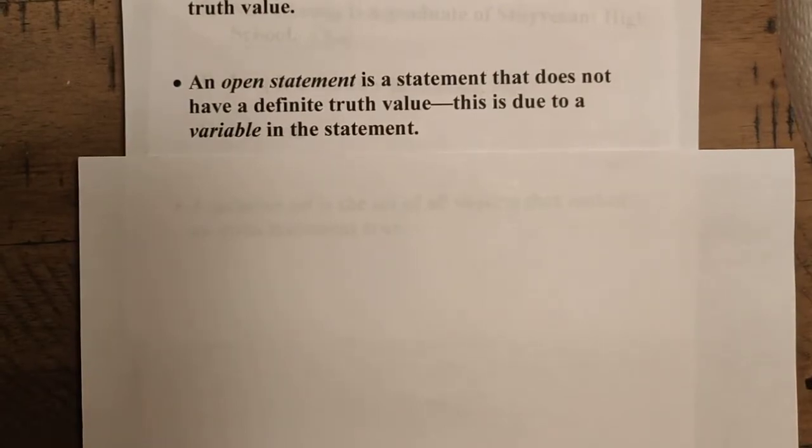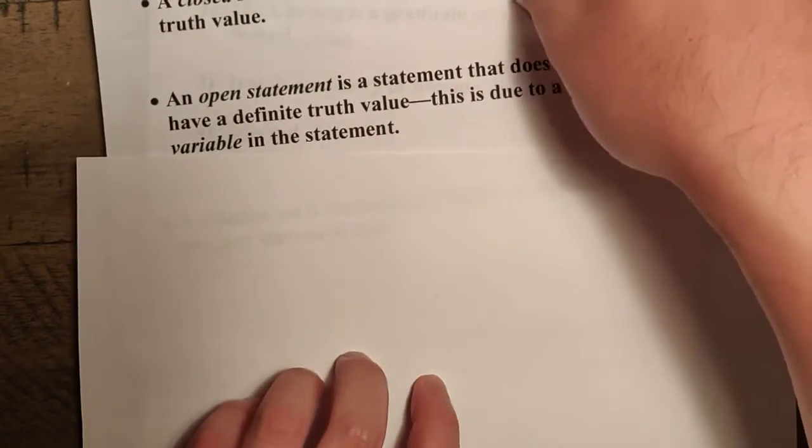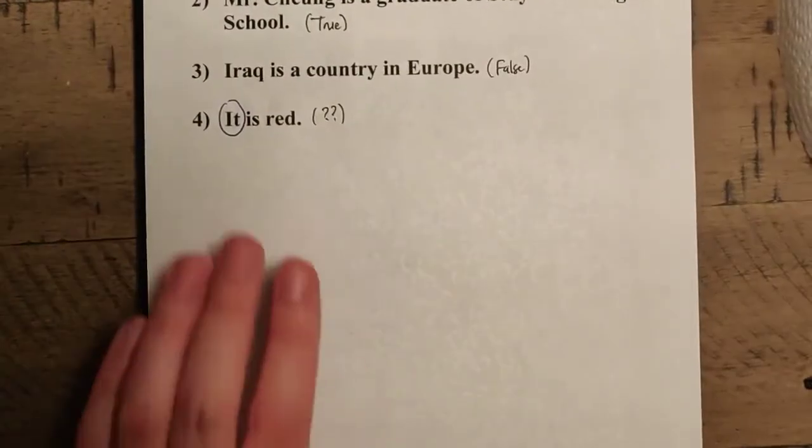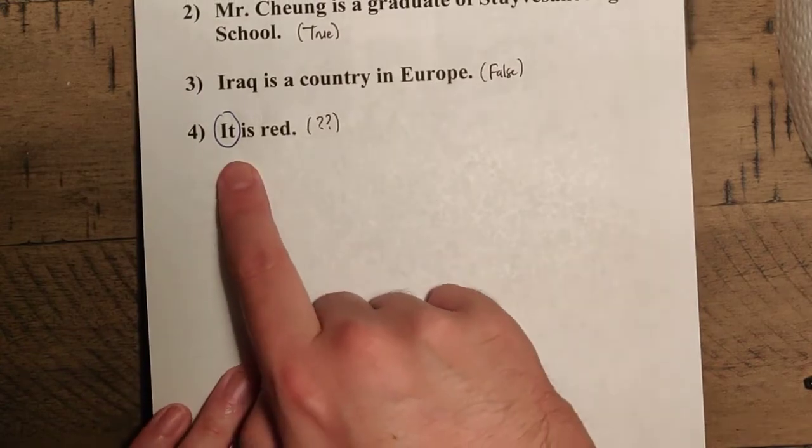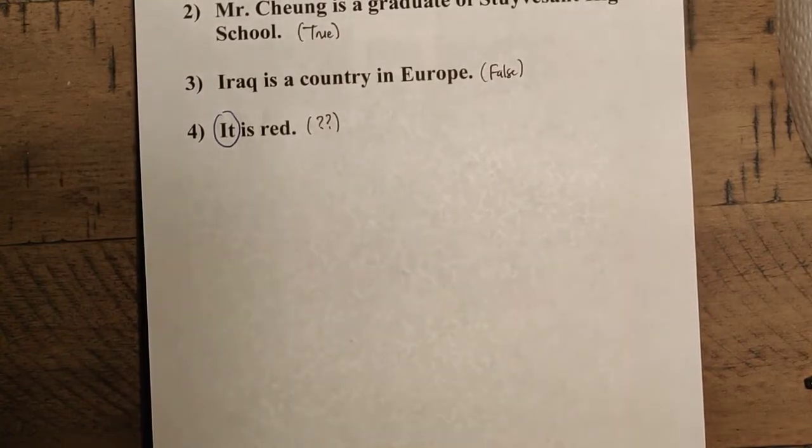There is a variable, in this case, the word it. It's a variable in the statement. We have no idea what it refers to. So right now, considering this, it is red, we don't know what it is, okay? However, we can very easily turn this from an open statement into a closed statement by simply adding specific things here. So, for instance, we can replace the word it. We can throw out the word it and replace it with other things here.